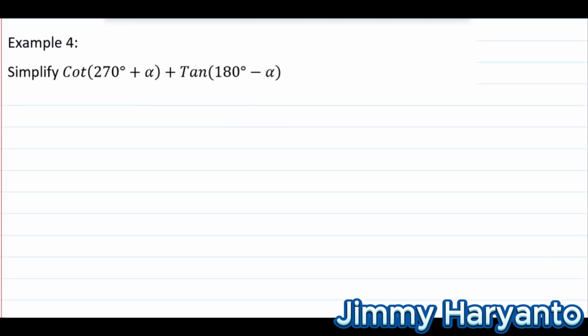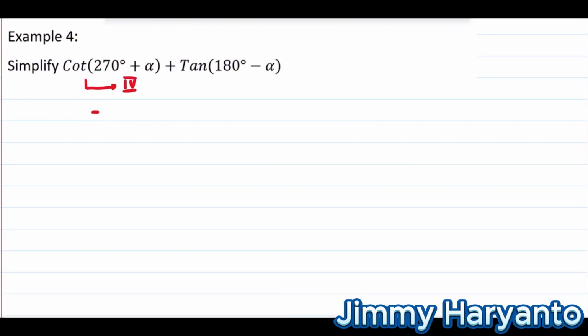Next, example 4, cotangent 270 degree plus alpha. 270 degree plus alpha will be in the fourth quadrant. Cotangent is just like tangent. That means in the fourth quadrant, cotangent and tangent will be negative for the value. And then because we are dealing with the 270 degree, the cotangent will become tangent later. So it will become tangent, and then we will write down the alpha.